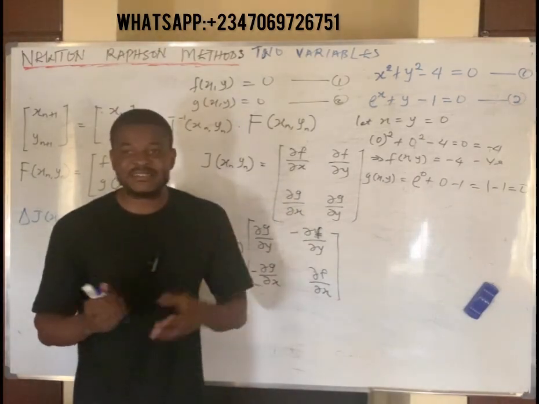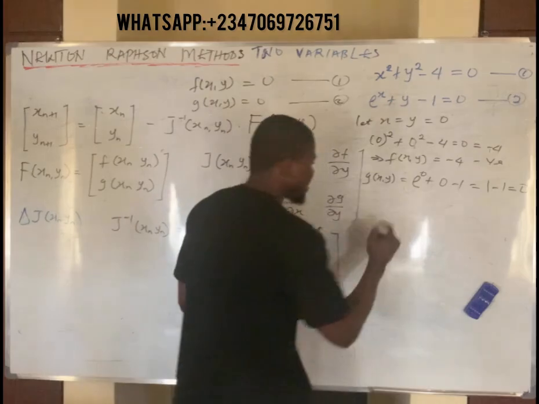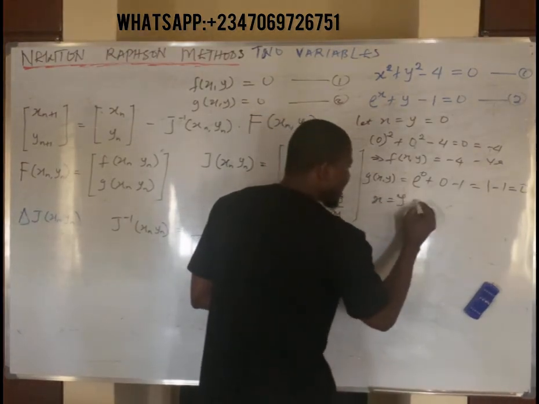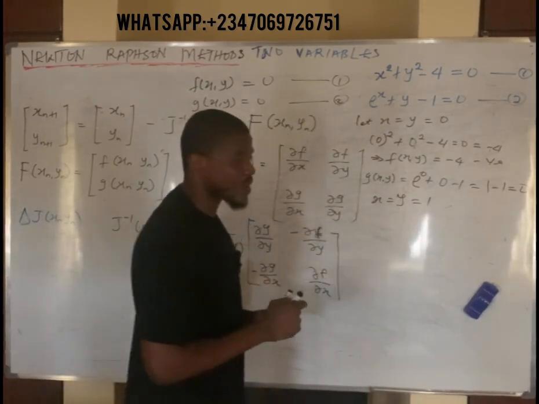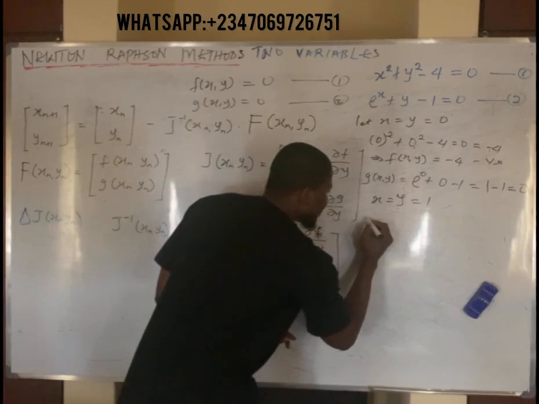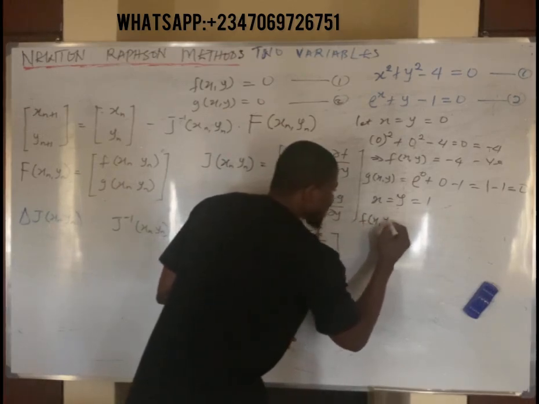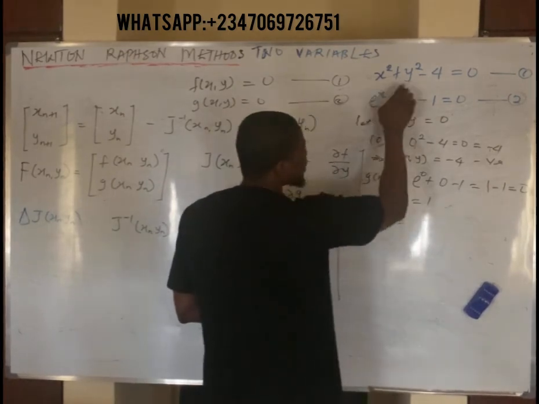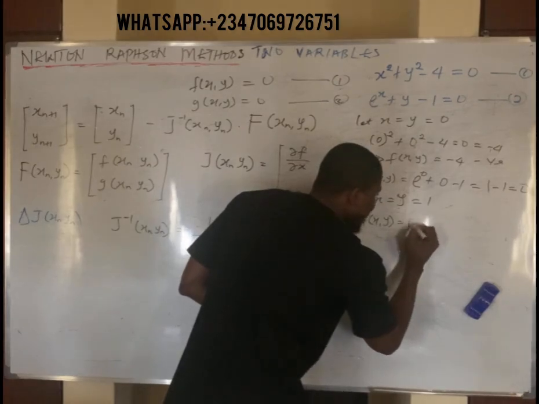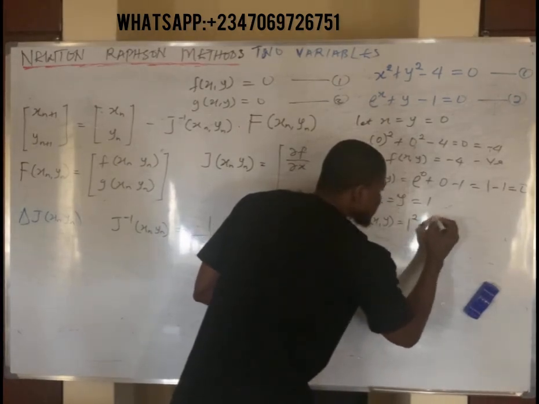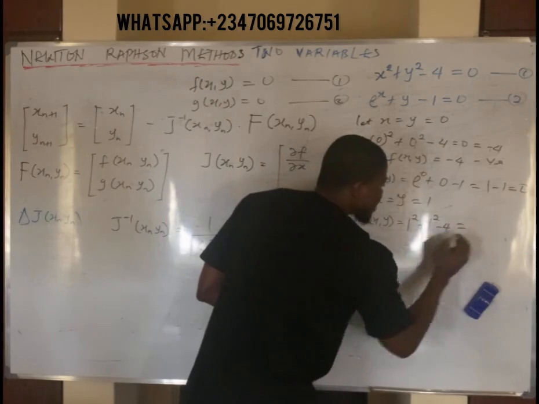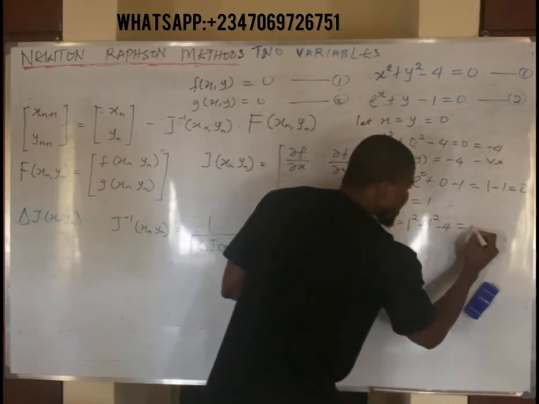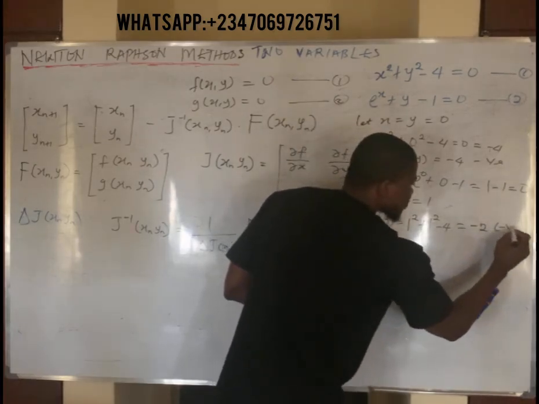We have to now try the next guess. So let's simply assume now that x is equal to 1, and y is equal to 1. Let all of them be 1. Let us now find f of x y, which is actually f of 1 1. So for the first equation, I have x squared plus y squared minus 4. That is 1 squared plus 1 squared minus 4. 1 squared is 1, plus 1 squared, that's 1 plus 1 is 2, minus 4. That is negative 2.